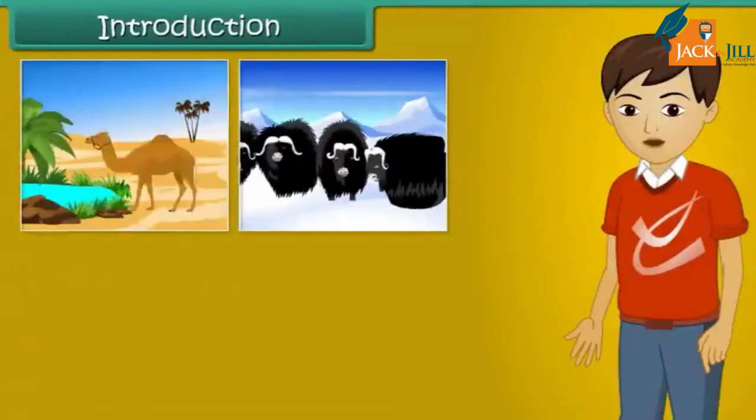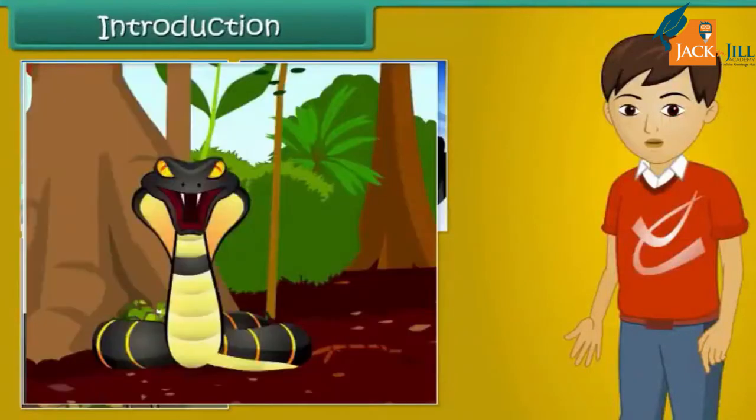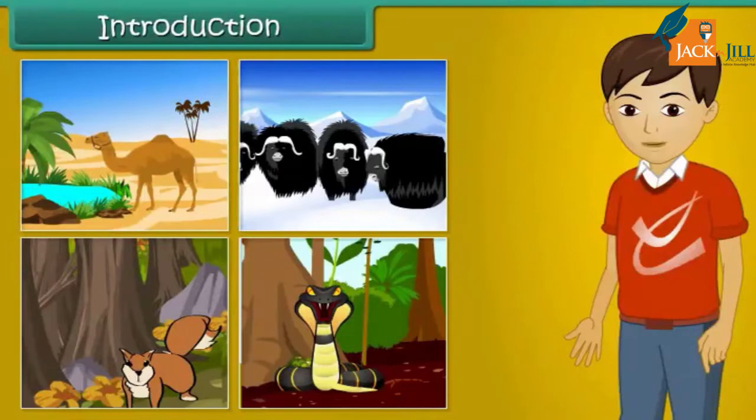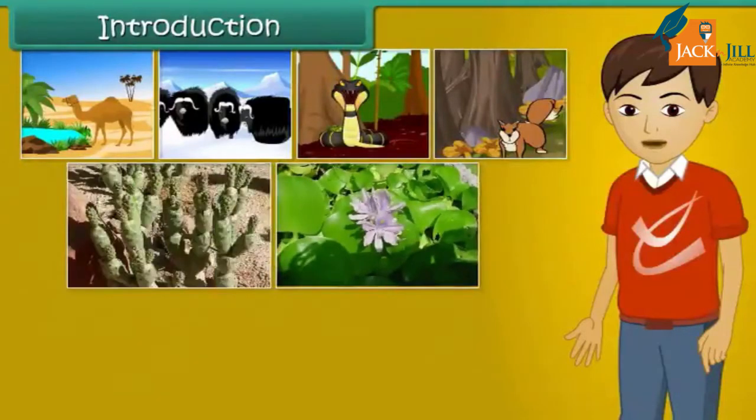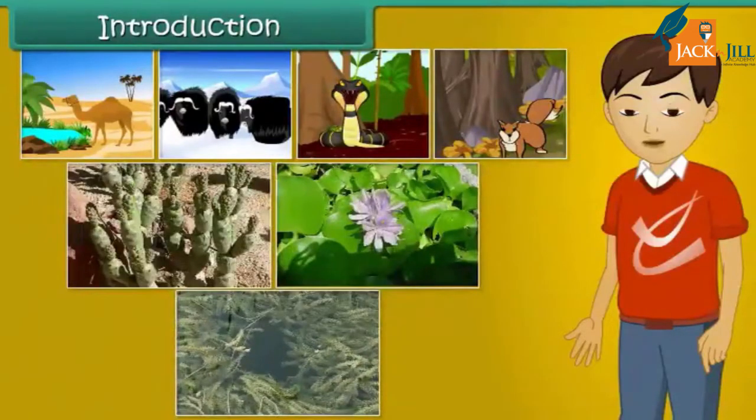Hello students, look at the images given here. Camel, yak, squirrel, snakes are all terrestrial animals, but their physical appearance and behavior are very different from each other. Similarly, plants like cactus, water hyacinth, and hydrilla are also different in their physical appearance and behavior. All plants and animals develop different features that help them to survive in their surroundings. Let us learn more about the living organisms and their surroundings.